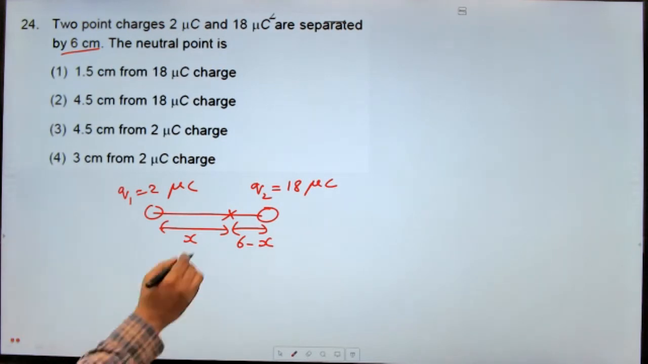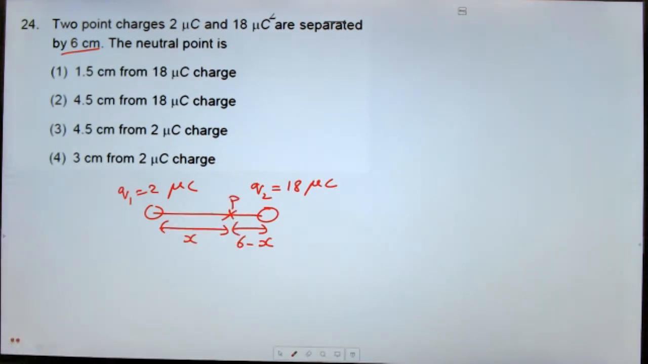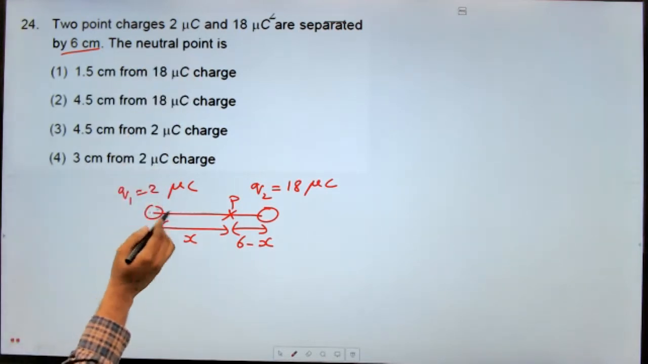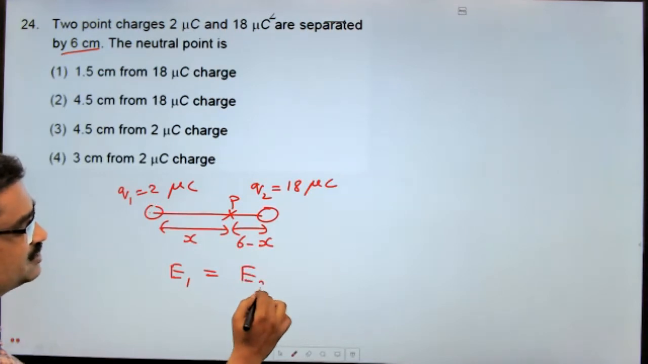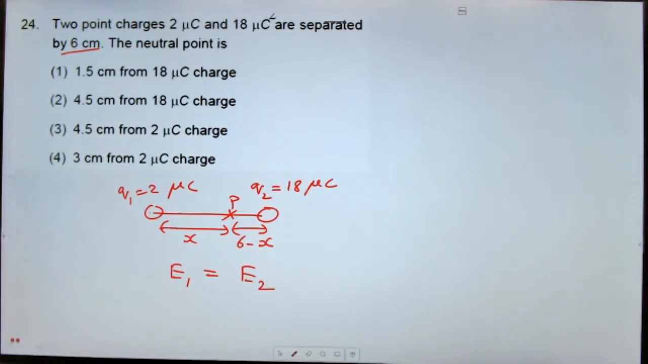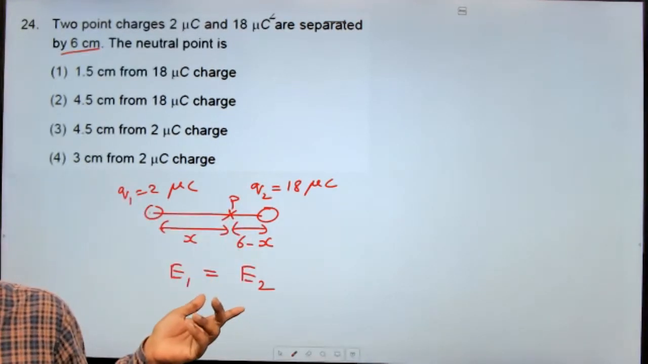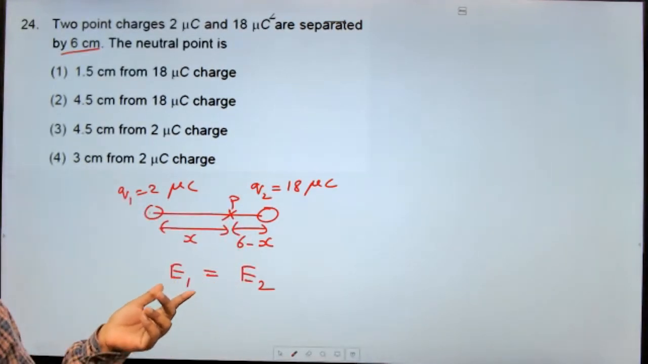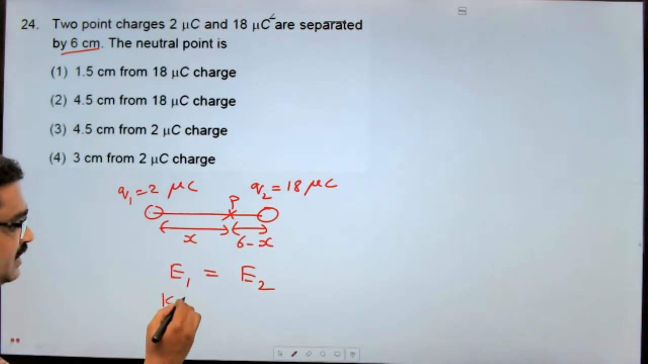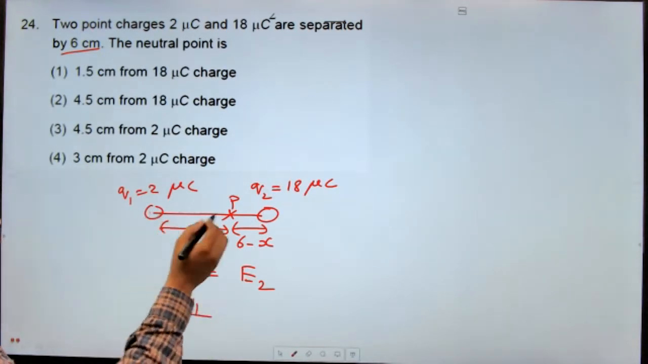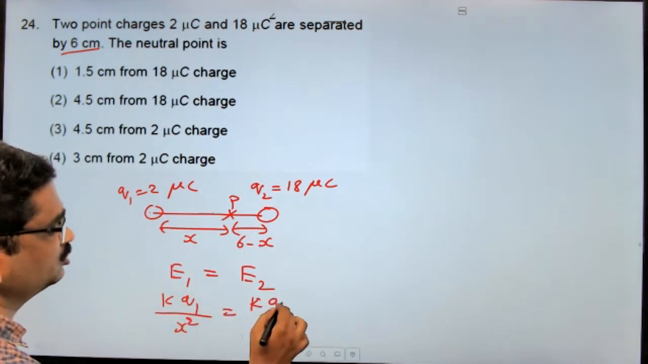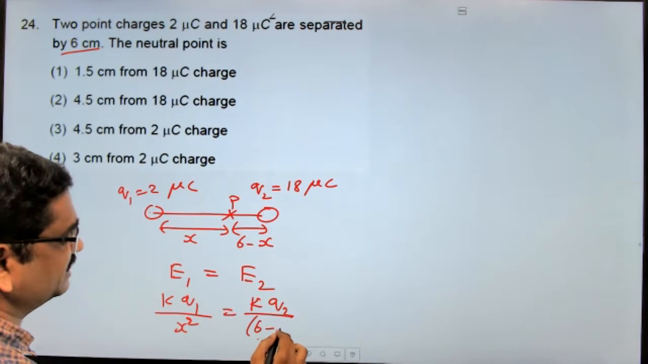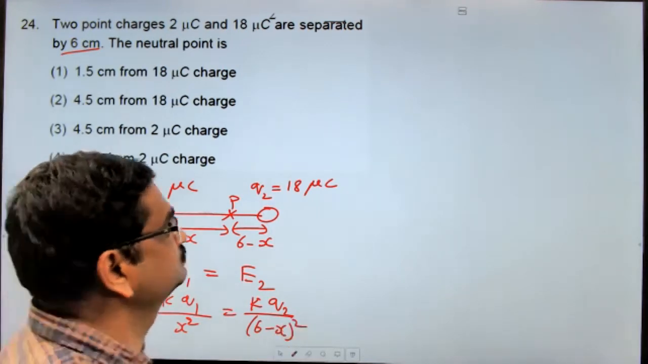Now, at this point P, neutral point means the electric field due to the first charge, let it be E1, should be equal to the electric field due to the second charge. Neutral means the electric fields should be equal and opposite. Then only you will get a neutral point or zero field point. Now substitute the values: k into q1 by x square, equals k into q2 by (6 minus x) whole square.